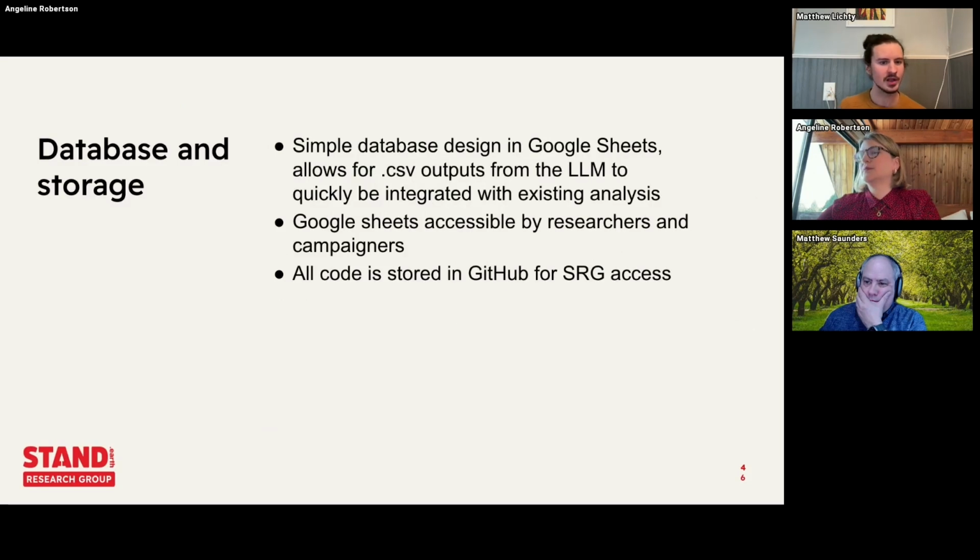Just to recap what we said, our outputs are stored in Google Sheets, which we use as a simplified version of a database, where we can just simply add data from CSV files, and our data can be easily accessed by researchers and campaigners. Also, we store our code in GitHub for access for everyone on our team.